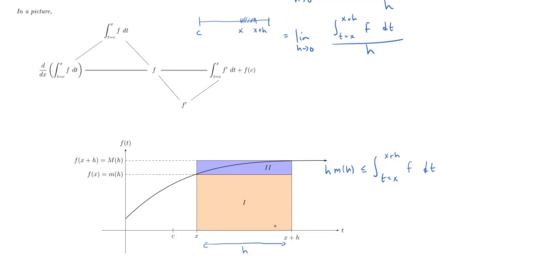On the other hand, it can't be any bigger than this larger rectangle, right? Area 1 plus area 2, because where do I get this larger rectangle?